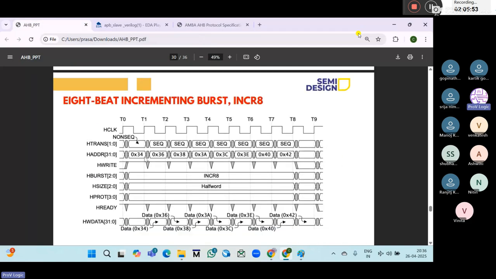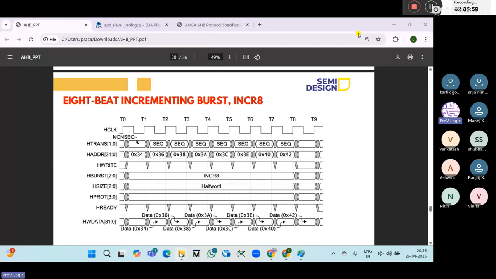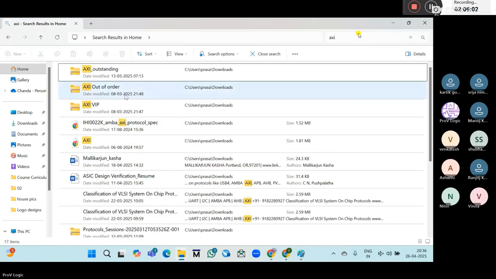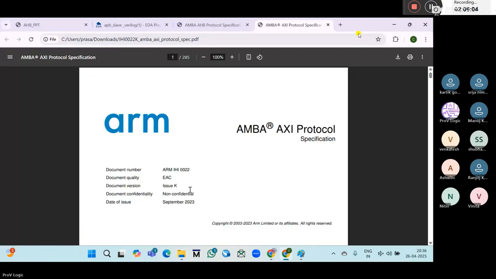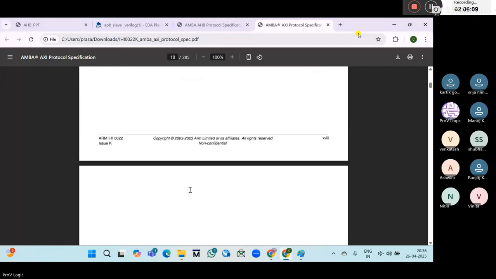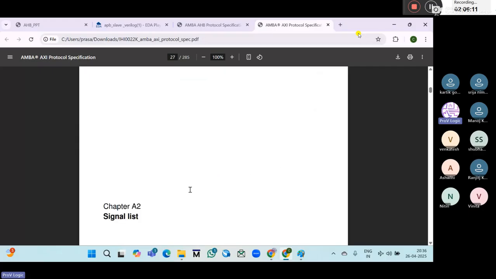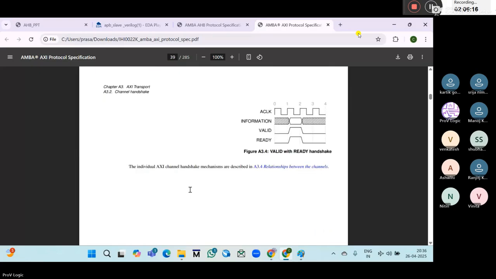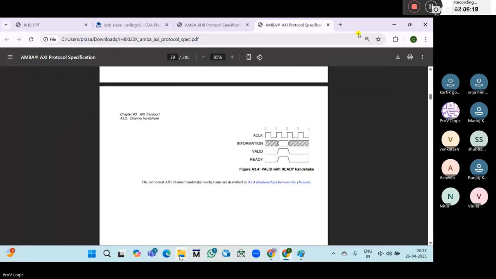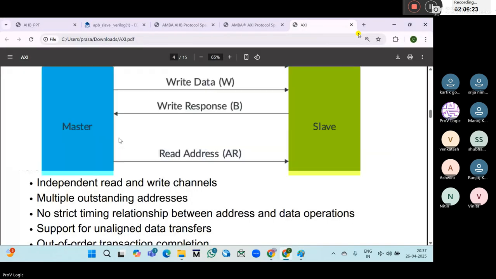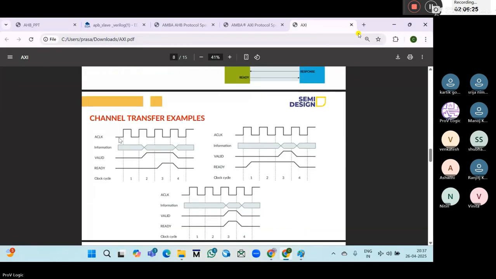Here sequence 34, 36, 38, 3C. This is what alignment is. Non-alignment means, see here.